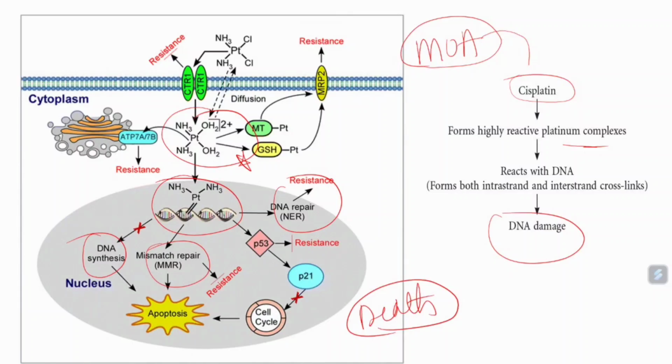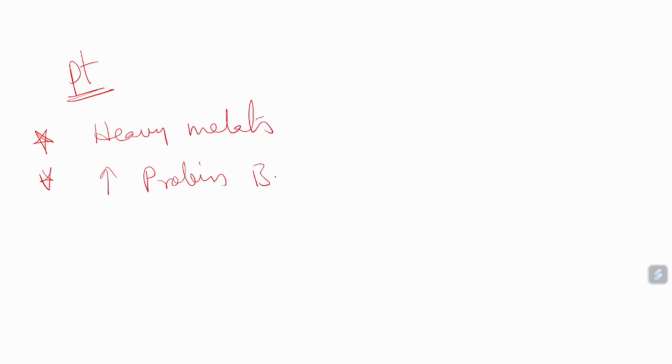This is the very simple mechanism of action of platinum containing compounds. Now the important points about platinum containing compounds. First, a very, very important point: they are heavy metals. They have good protein binding capacity. Since their protein binding capacity is very good, their duration of action is also very high. So first, they are heavy metals, they have good protein binding capacity, and because of that their duration of action is very high.